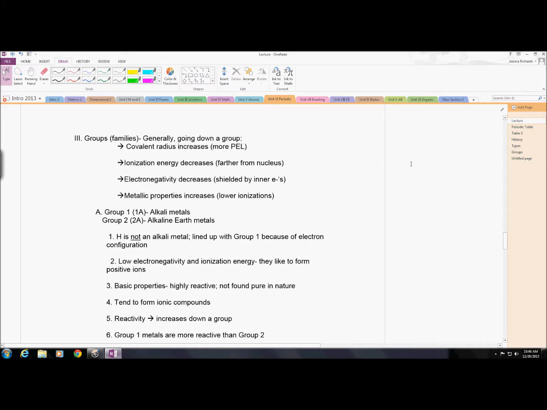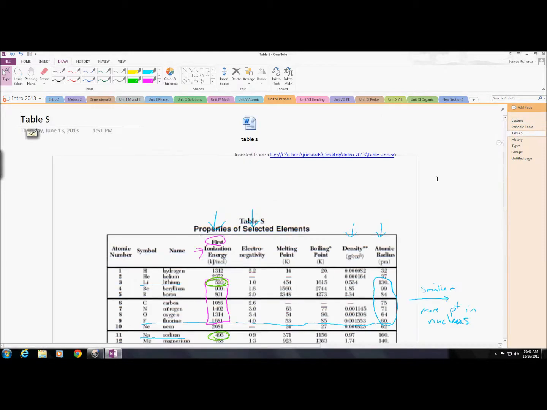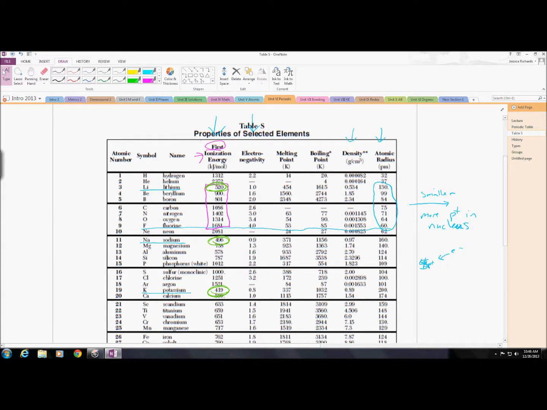Okay, so remember that the groups are the ones that go vertically up and down. They tend to ask you for the trends as you go down a group, so from top to bottom. Most of these you can find on reference table S. So the radius, the ionization energy, and the electronegativities you can find on table S. Pick groups to look at the trends and just look up the numbers.